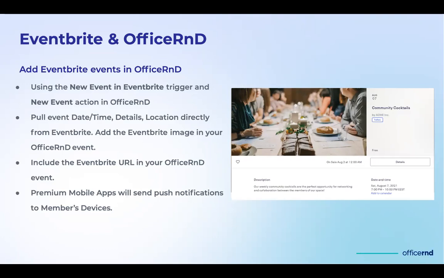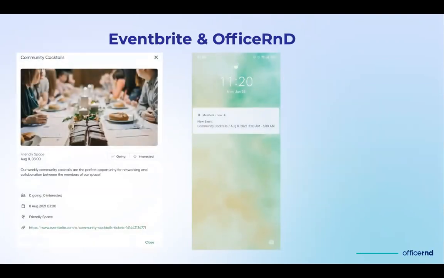In addition to that, we'll be able to include the Eventbrite URL directly into the OfficeRnD event. So if someone needs to find more or maybe purchase a ticket for the event, they'll be able to click that link either from the member portal or from the mobile app within OfficeRnD, and they'll be redirected to the correct place. Another nice and neat functionality here, which our premium mobile apps allow us to do, is to actually send push notifications to members' devices whenever a new event is created.